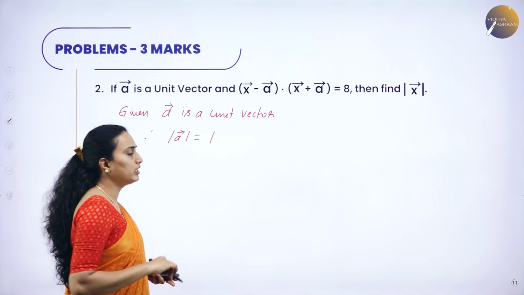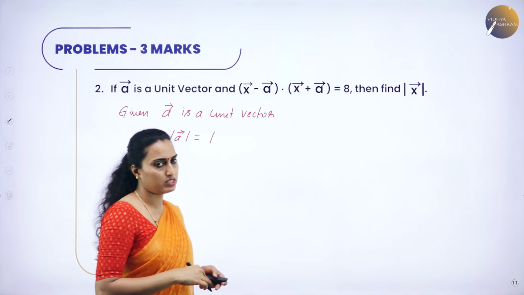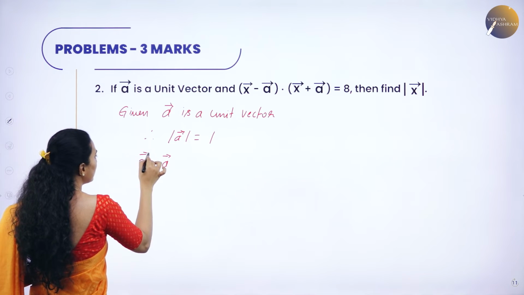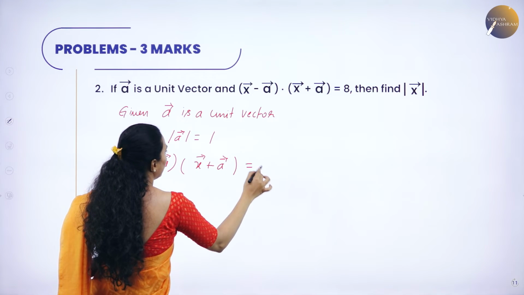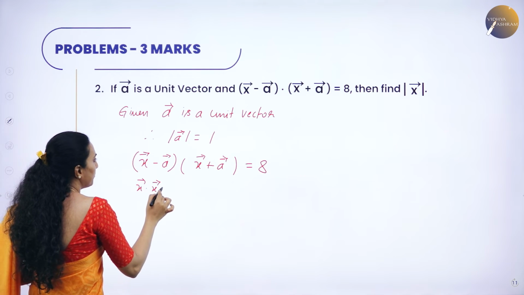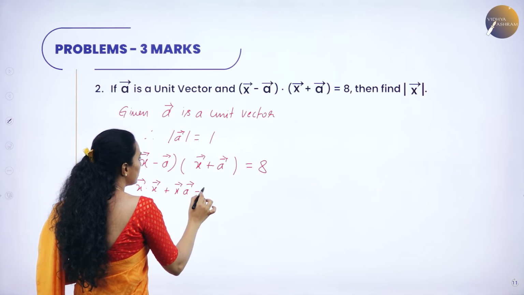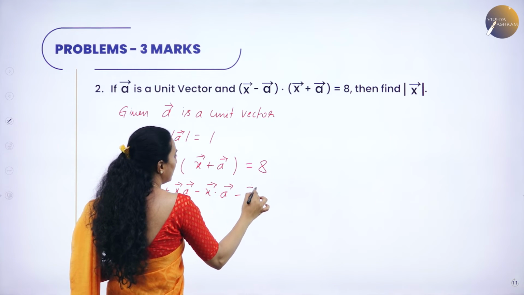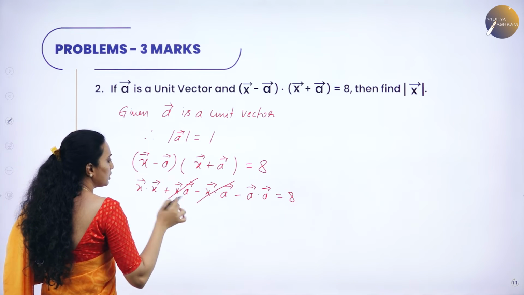Now, x vector minus A vector into x vector plus A vector equal to 8. Find magnitude of x vector. Let us expand the given. What they have given? x vector minus A vector, correct, into x vector plus A vector. They have given it as 8. Let us multiply x vector into x vector, correct, plus x vector into A vector. Minus into plus is minus, so minus x vector into A vector, again minus into plus is minus, A vector into A vector is equal to 8.